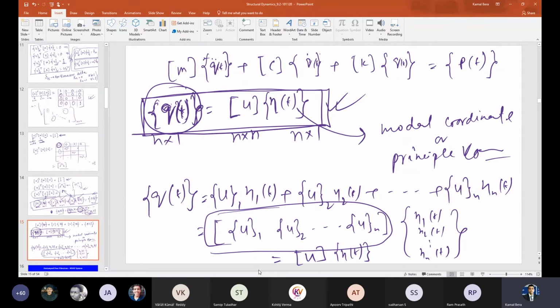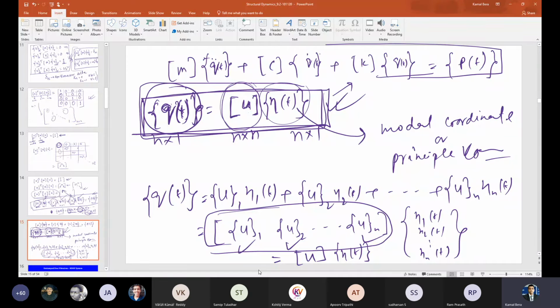But I am doing a transformation. So Q equals U eta t, where U is like an operator, a transformation matrix. U is nothing but your modal matrix that constitutes all the mode shapes or eigenvectors, U1, U2, U3, U4, and Un, and eta t is my new coordinate, the principal coordinate. Through this transformation, I am going to uncouple these n coupled equations into n different equations.